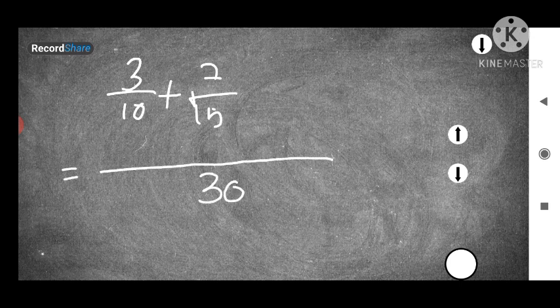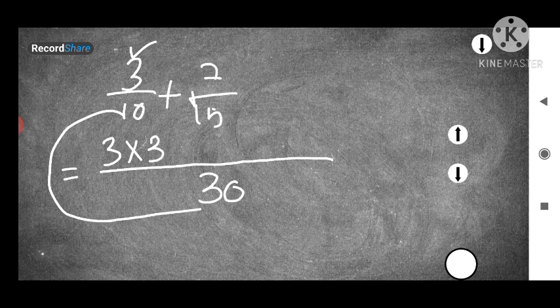So what is the LCM number? LCM number is 30. So here it is 3. So first you will write 3. Now with 3 what you will multiply? You will divide 10 with 30. Okay, 10 with 30. So how much you will get? 3, isn't it? Because 10 3s is 30.